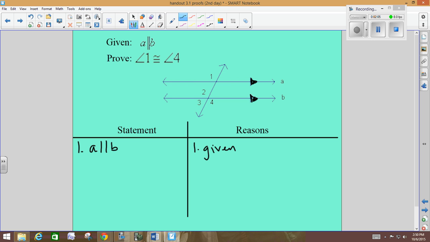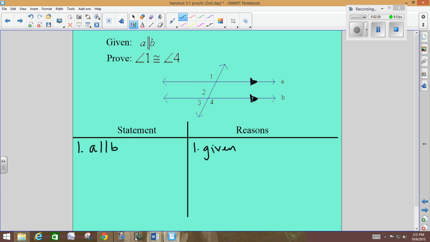This time we're trying to prove something about 1 and 4. So we'll look at 1 and 4. They are alternate exterior angles. Do we know anything about alternate exterior angles yet? No. Shoot. Okay, start with just one at a time then.